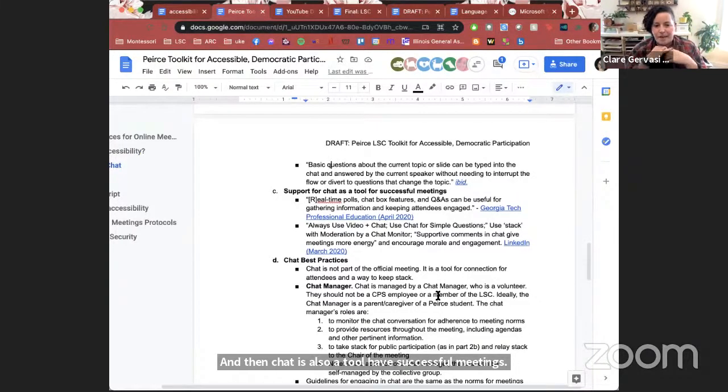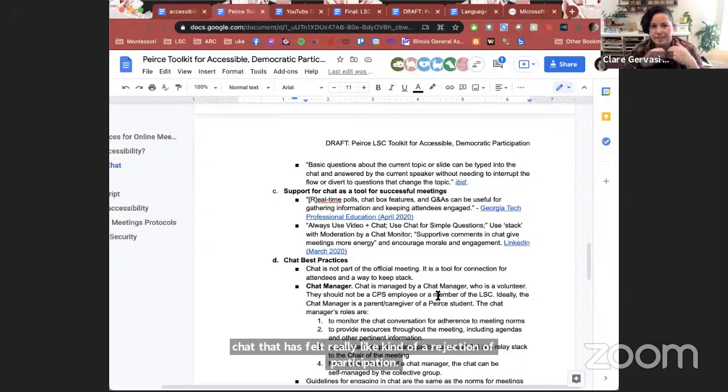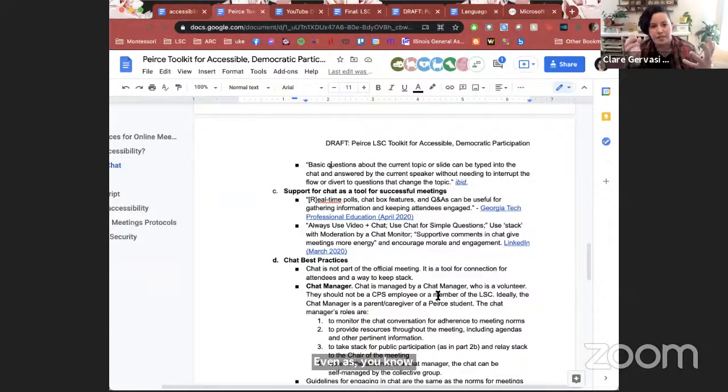I would also say that, based on feedback that I've heard from parents, not having the chat is akin to not being at the meeting, because there's no way to be a collective audience. Part of that is seeing who's in the room. I've heard from parents that when we have turned off chat, that has felt like a rejection of participation, not in terms of public participation, but just in terms of being a person who matters in the meeting.